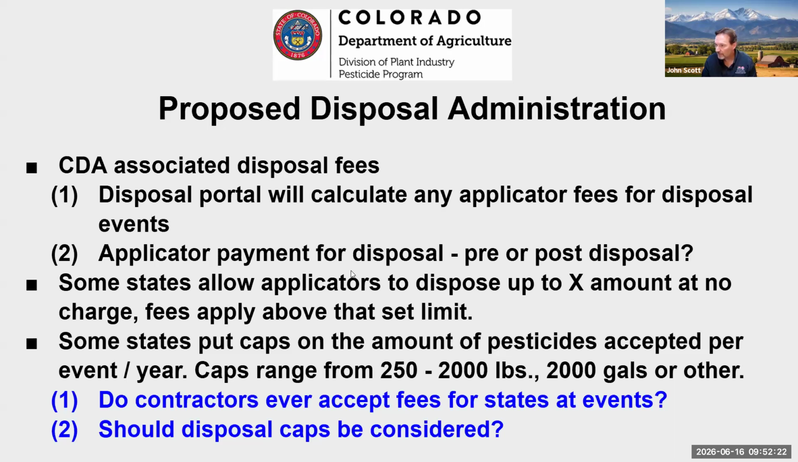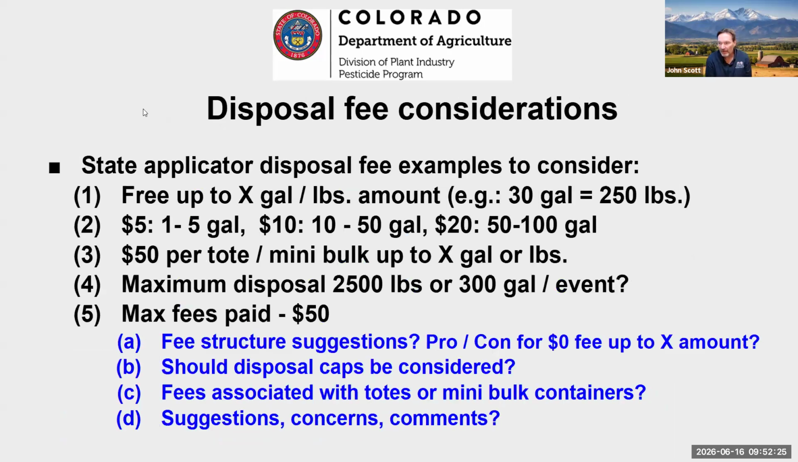Okay, moving on here. So again, this is for our applicators at disposal. These are some of the fee examples that I've looked at in other states. Their structures vary, where it's free up to X gallons or X pounds before they start hitting the fee structure. Other states have it where it's $5 for the first 5 gallons, $10 up to 50 gallons, $20 up to 100, $50 per tote.